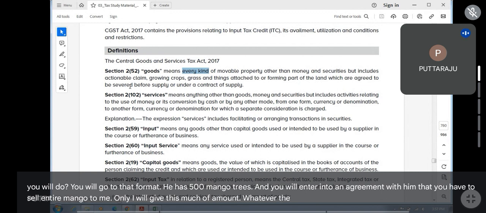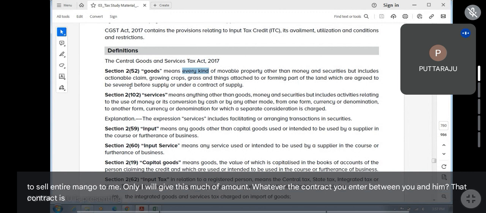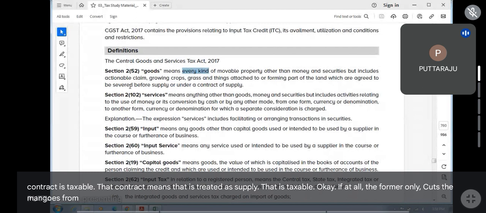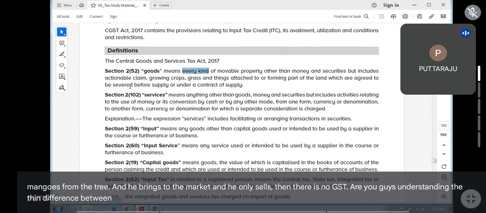Whatever contract you enter between you and him, that contract is taxable. That contract is treated as supply, that is taxable. Okay? If the farmer himself cuts the mangoes from the tree and brings them to the market and he only sells, then there is no GST. Are you guys understanding the thin difference between these two? Yes or no?